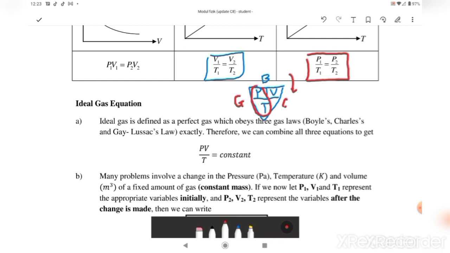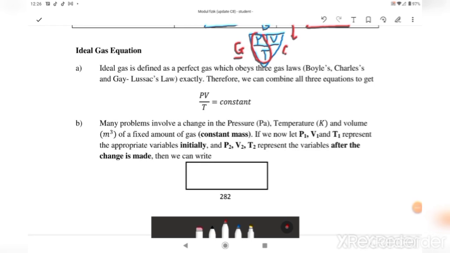So P times V represents Boyle's law, with temperature constant. Charles' law is V over T, with pressure constant. And Gay-Lussac's law is P over T, with volume constant. So you can draw it in triangle form to remember these laws and their formulas.